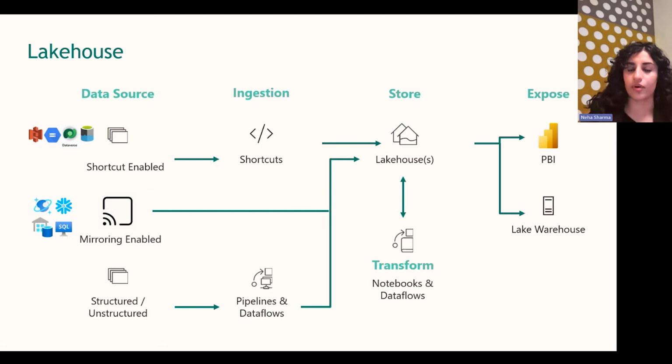So bronze, silver, gold. That's what you want to follow. That's a medallion architecture. And essentially, the reason bronze and silver are important is if you're building AI models, if you want to run AI on your data, it actually needs bronze and silver. It's not going to work super well on the gold layer. So when you're thinking about AI use cases, think about the bronze and silver data.